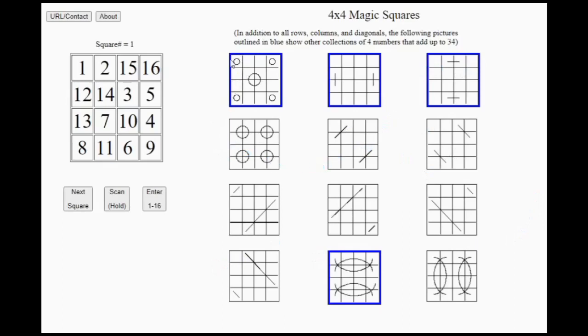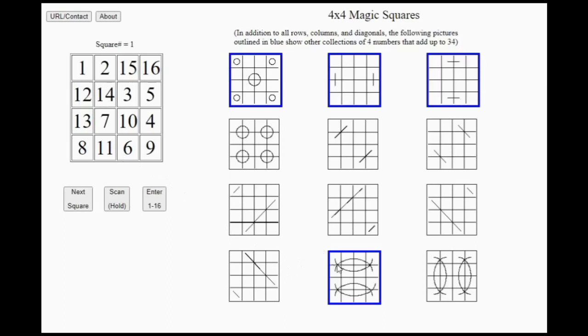Look at pattern 1 here. Pattern 1 says that these 4 cells will add up to 34. Okay, check it out. 17 plus 17, 34. And the 4 in the middle will add up to 34. Also, these 2 plus these 2 add up to 34. Also, these 2 plus these 2 will add up to 34.